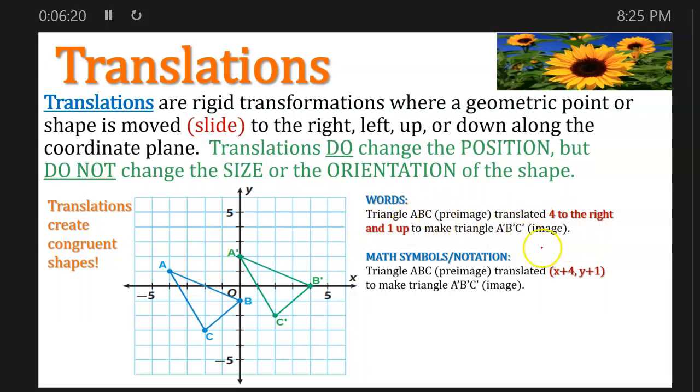Okay, now if you don't know what pre-image and image is, I advise you to watch my video on introduction to transformations before you start doing the translation or dilation or rotation or reflection videos, because it kind of gives you an overview about what these things are.